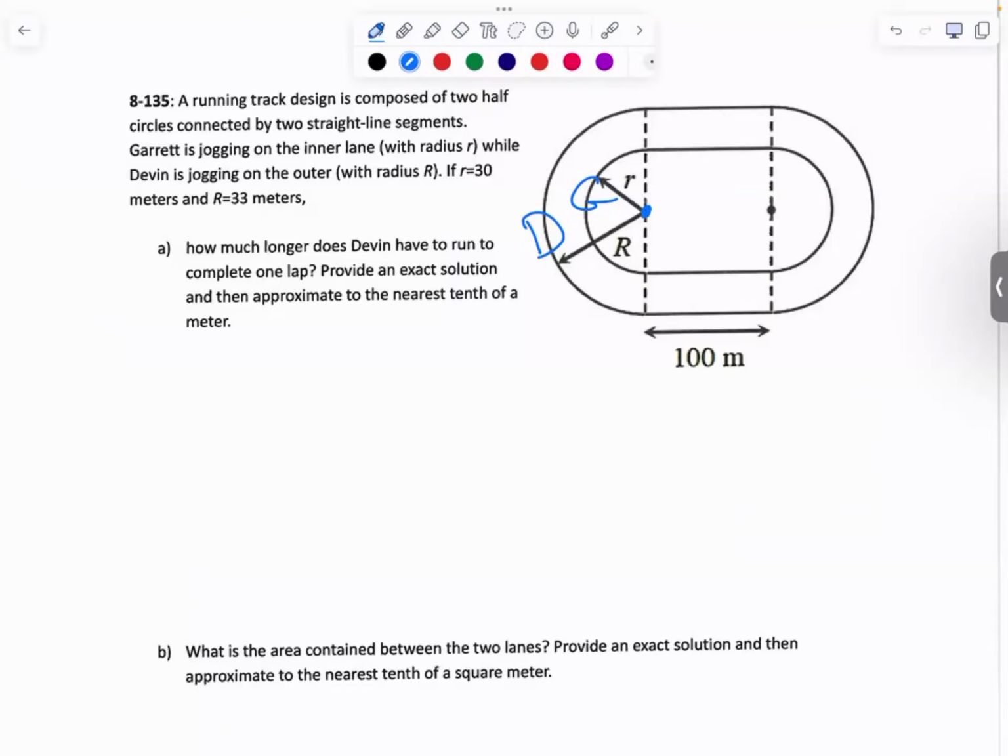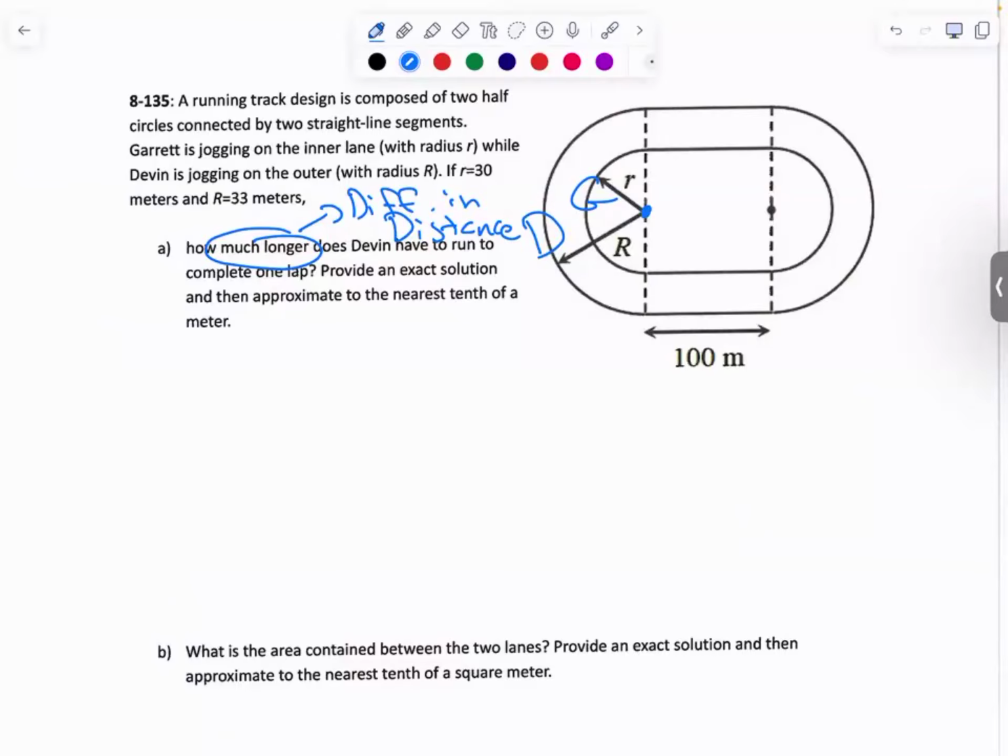This is the lecture notes, not the interview packets. It's all good. So clearly, Devin is running more, right? That's pretty obvious. And the question is, how much longer does Devin have to run to complete one lap for an exact solution? So we need the difference in distance. Does that make sense? I need to find the distances they run.